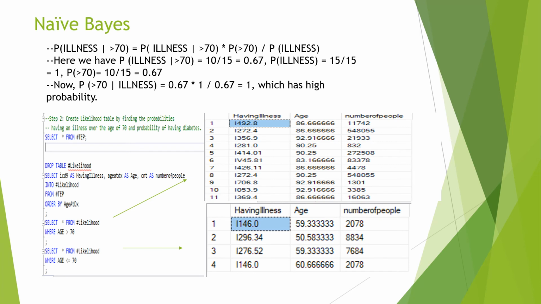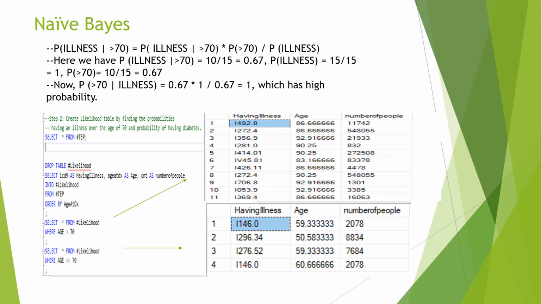The frequency table is followed by essentially what naive Bayes is. What the code states is the probability of having an illness if your age is greater than 70 is listed in this data set, and that is 10 over 15 people equaling 0.67. Probability of having an illness is 1, and the probability that you are greater than 70 is 0.67.